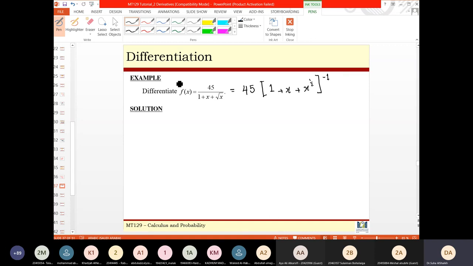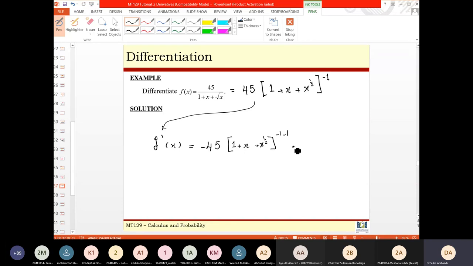Now I can apply the power rule. According to the power rule, the derivative of this function is the derivative of the bracket multiplied with the derivative of what is inside. So this will be minus 45. The minus comes down, it's minus 45, the bracket to the power minus 1, minus 1. The power is minus 1, and I subtract 1 again. And inside, of course, I have what I have, which is 1 plus x to the power half.